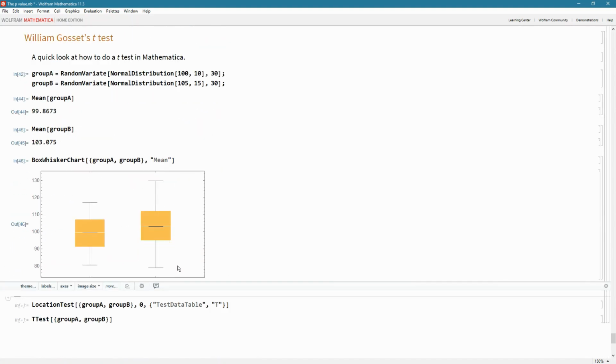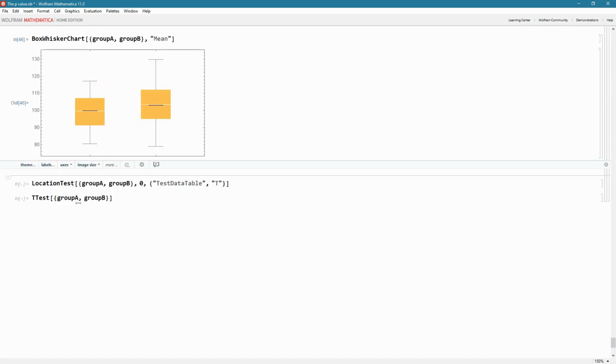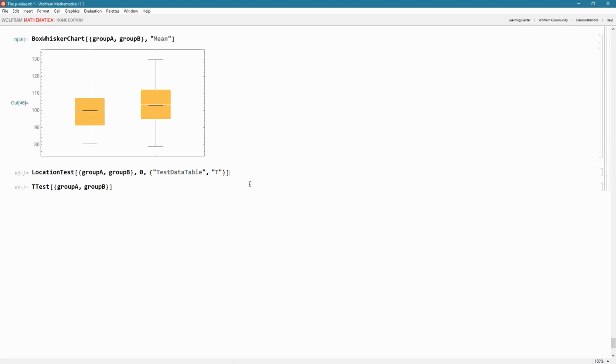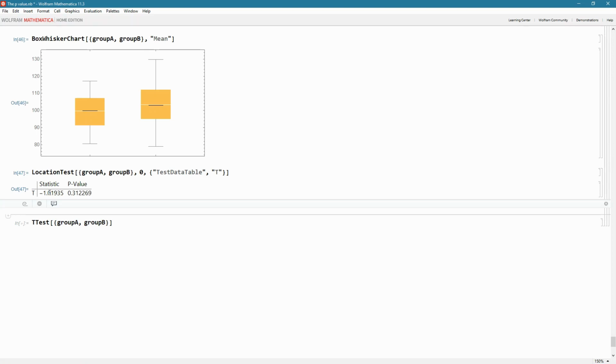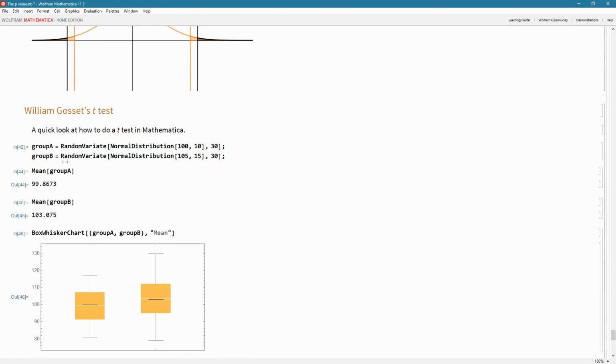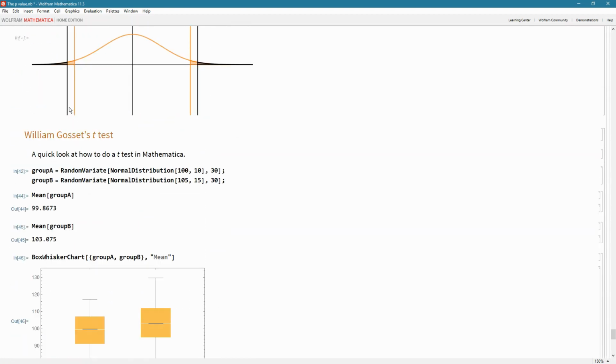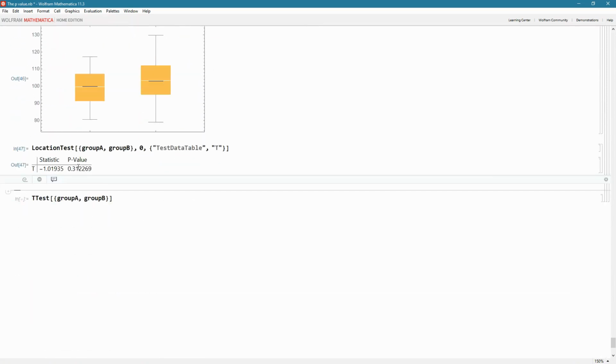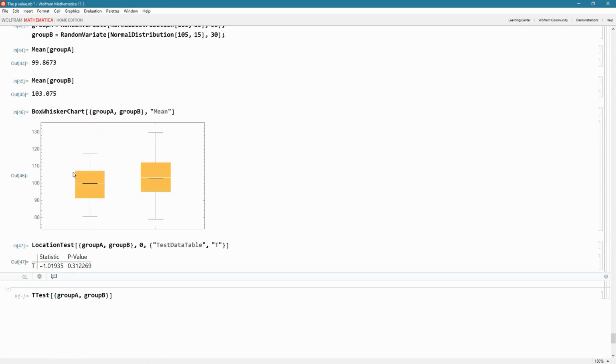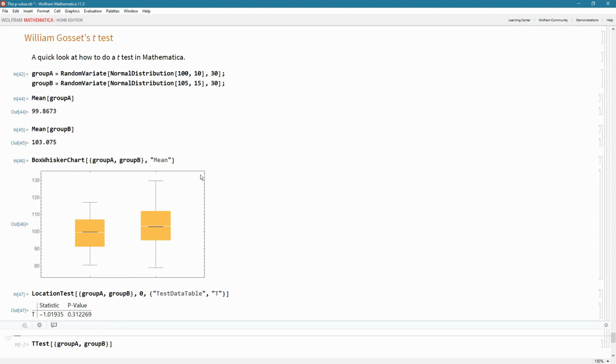And I can ask, is there a statistically significant difference between these two groups? There are a couple of functions you can use in Mathematica. The one is called the location test. Do it there, and I see there's my t-statistic. That is the little black line. That's where you draw your little black line. It takes your values and converts it into a point that you put on the x-axis. You then reflect it on the other side with a positive as well, and it works out the p-value for you, 0.31.